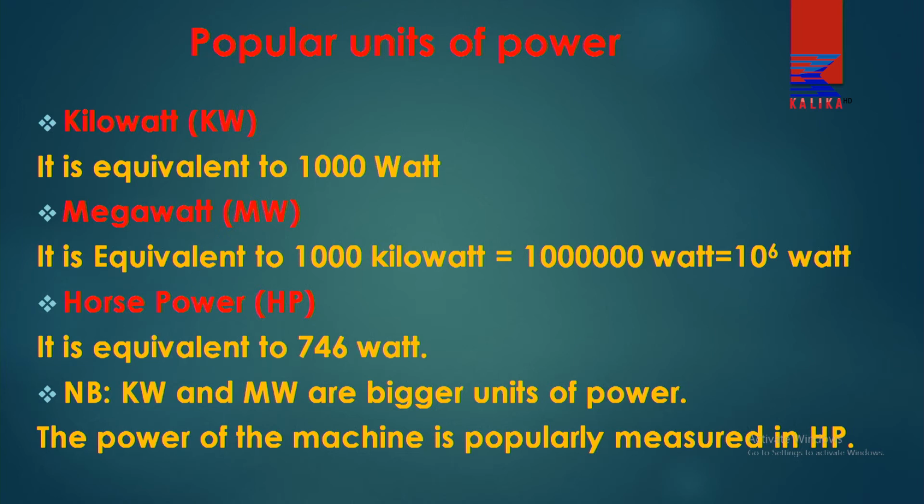Kilowatt and megawatt are bigger units of power. The power of a machine is popularly measured in HP, horsepower. For example, if you see the power of a car or bike or something, you will find its power in HP, like 3 HP, 4 HP. So HP means the power of 1 horse. Traditionally, people used to measure.